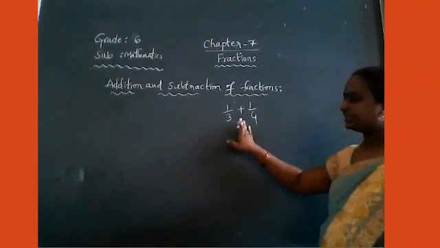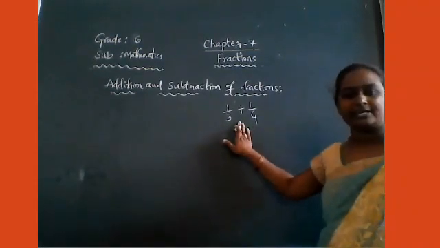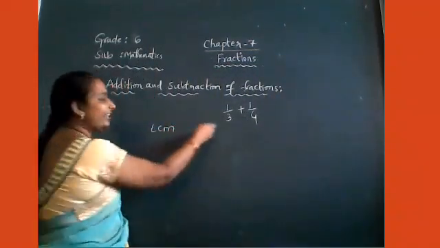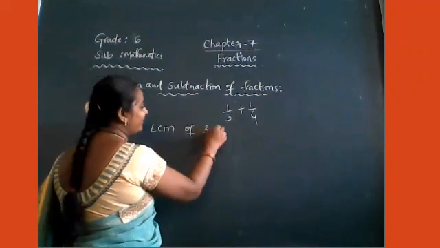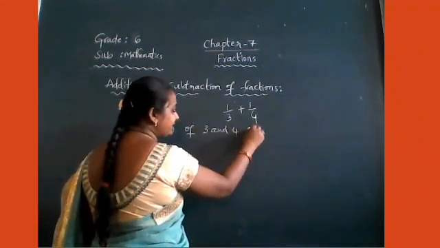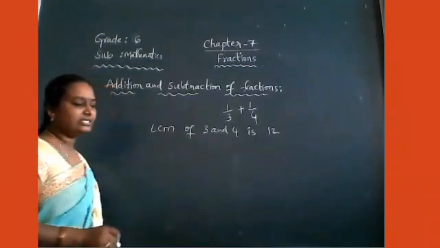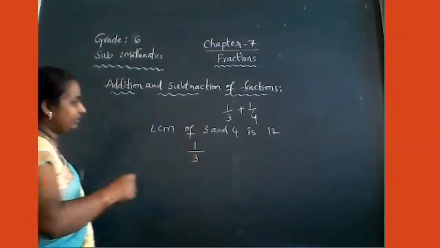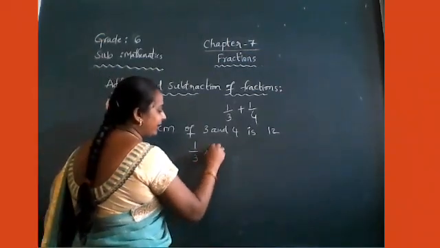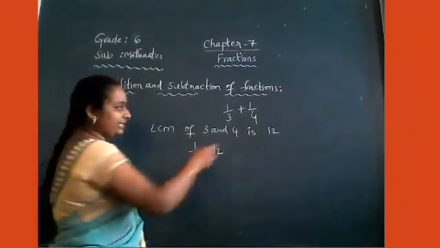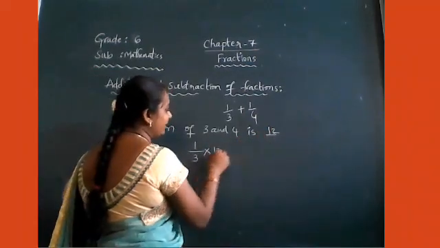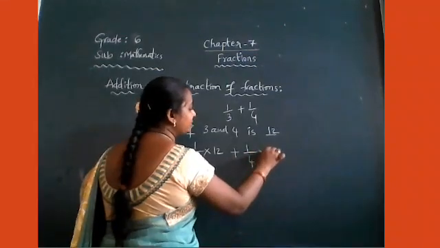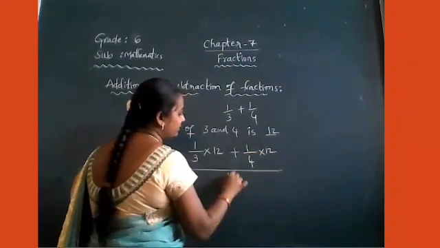Then at that time what do you have to do? You have to find the LCM. LCM of 3 and 4 is 12. Okay. After that you have to multiply the numerator and denominator by the LCM. What is the LCM here? 12. 1 by 3 into 12 plus 1 by 4 into 12, over 12.